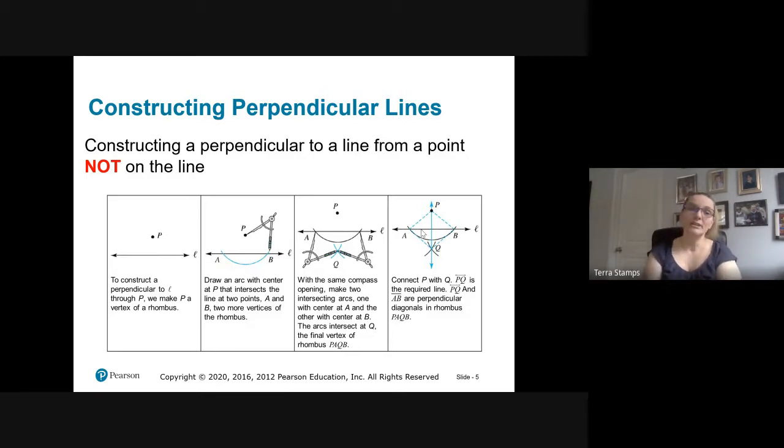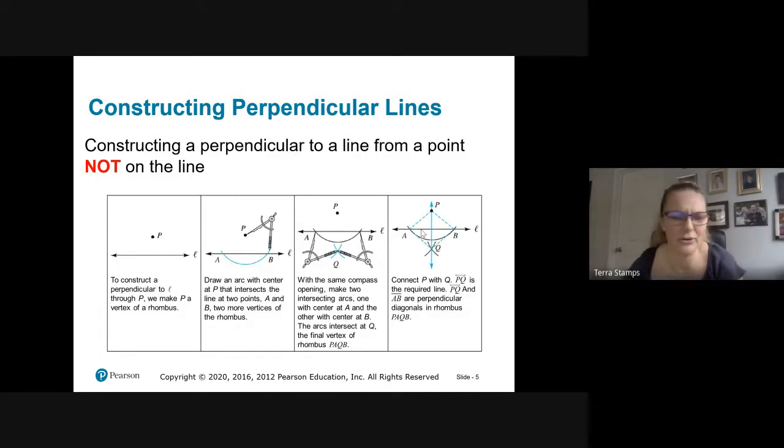Okay, so here's what we're going to do. We're going to put the point of the compass on P. We're going to make an arc. It's going to intersect the line twice. Then you're going to move your compass to where that arc intersects the line. So put that compass on point A, make an arc. Put it on B, make an arc. Same compass setting the whole time. You're forming a rhombus. So that line is going to be perpendicular.